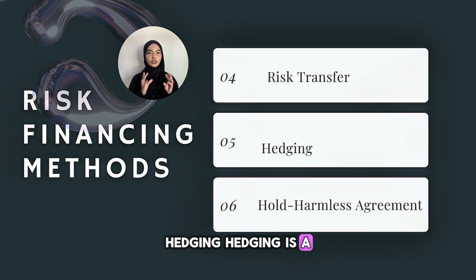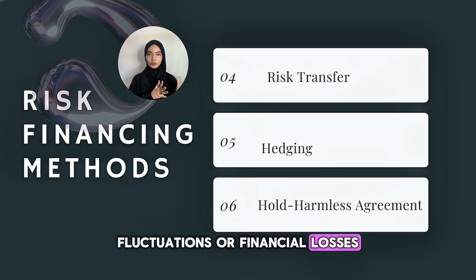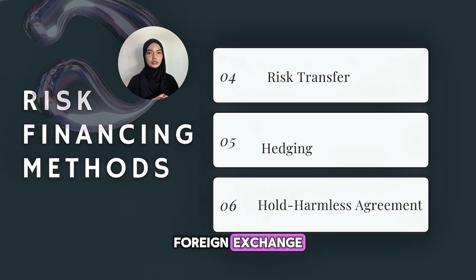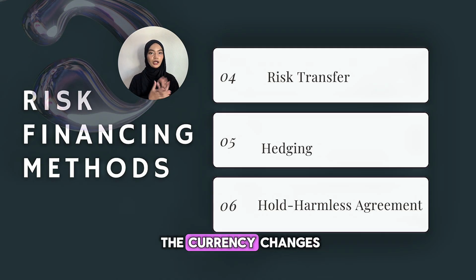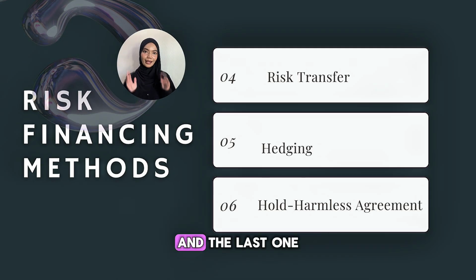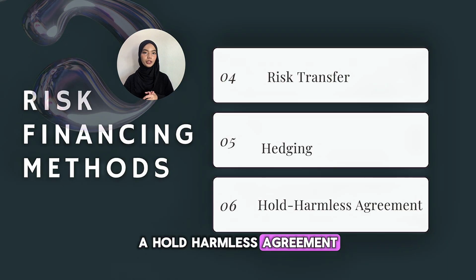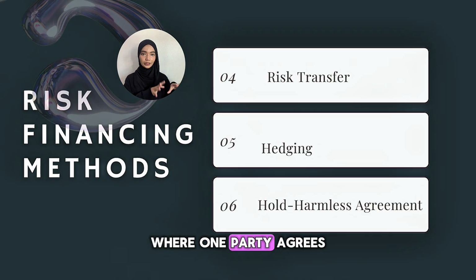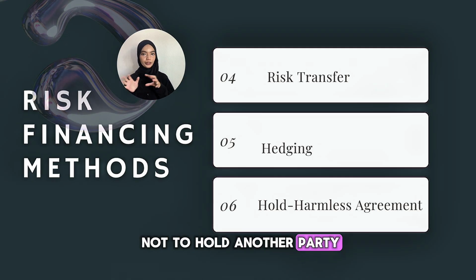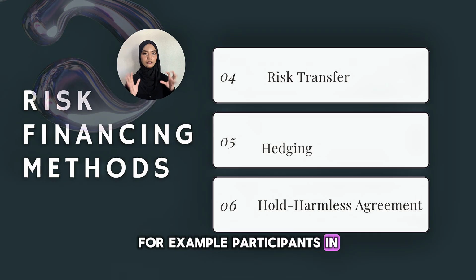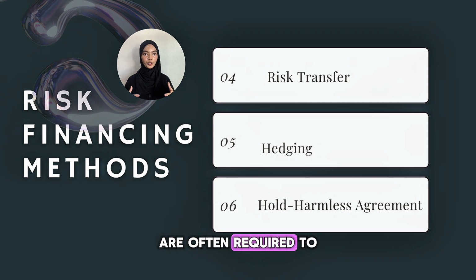Hedging. Hedging is used to reduce the impact of price fluctuations or financial losses. For example, an importer uses a foreign exchange contract to protect against currency changes. And the last one is hold harmless agreement. A hold harmless agreement is a contract where one party agrees not to hold another party responsible for losses or damage. For example, participants in adventure activities are often required to sign this agreement.